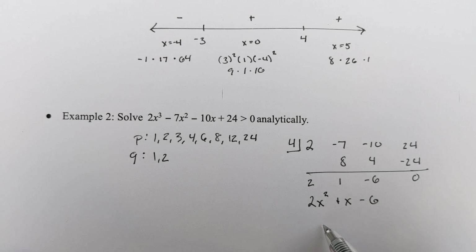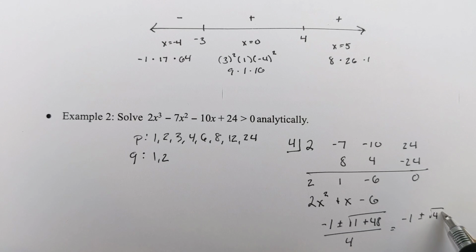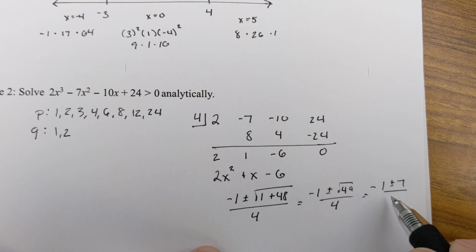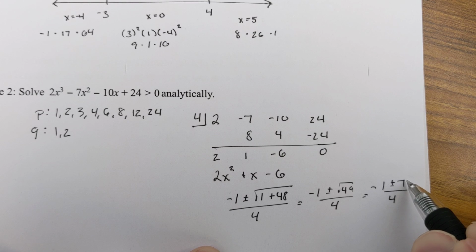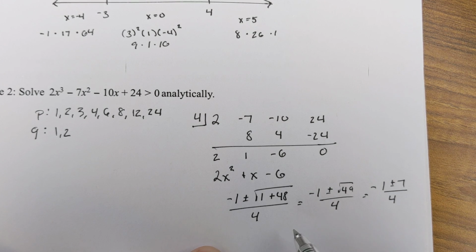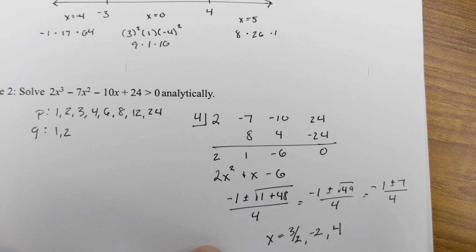Let's see here. That's negative b plus or minus the square root of b squared minus 4ac, which is going to be 48. 4 times 2 times 6 becomes plus here because the 6 is negative. Over 2a is 4. So that's negative 1 plus or minus the square root of 49 over 4, which is negative 1 plus or minus 7 over 4. Negative 1 plus 7 is 6 fourths, so 3 halves is the solution, 6 over 4 reduced. Negative 1 minus 7 is negative 8, so negative 2, and then our original 4.